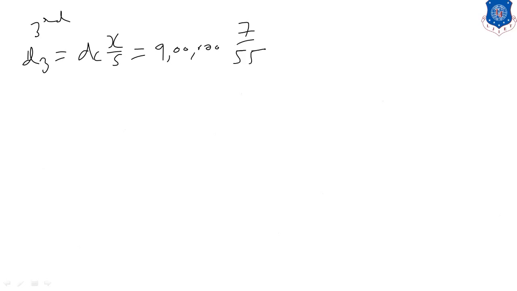Similarly, we have to calculate for the third year. For the third year, depreciation D3 is equal to DC multiplied by X upon S. The depreciable amount is the same 9 lakh, and the remaining years for the third year becomes 8 upon 55. By calculating this term, we will get the depreciation amount for the third year as 1,30,903 rupees.